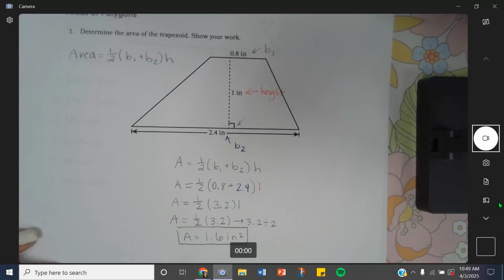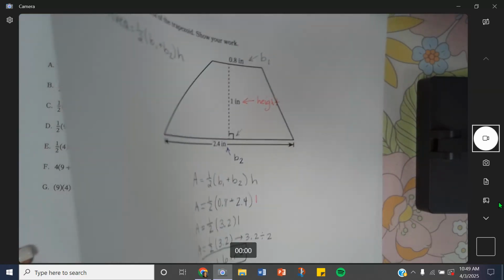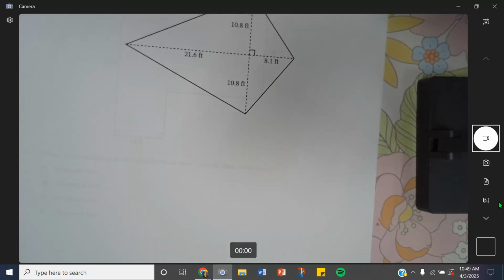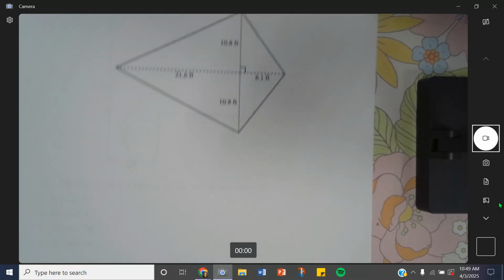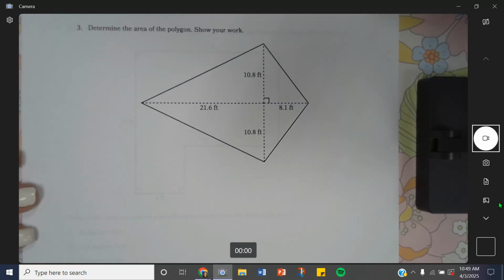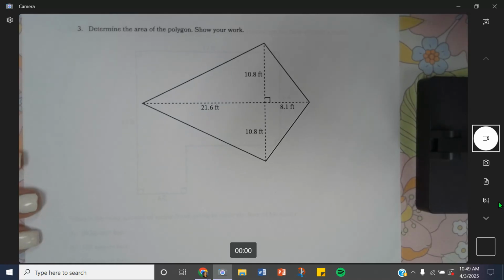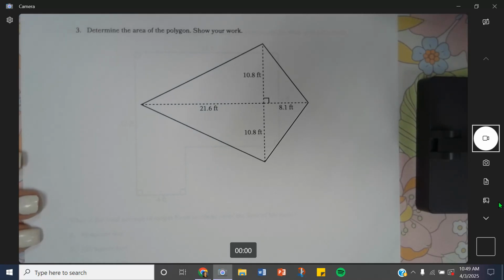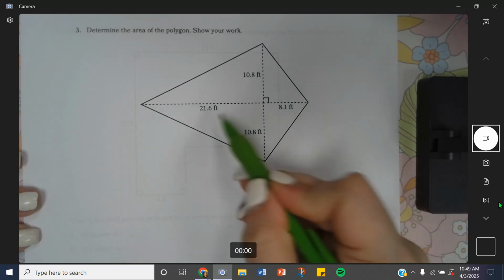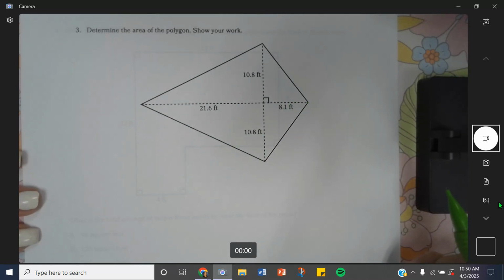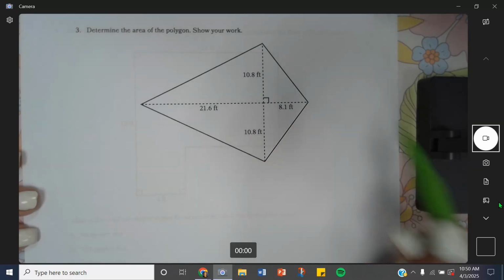Okay, let's go ahead and move on to problem 3. So we're going to skip 2 and go to 3. Now here we want to determine the area of the polygon. Okay, so this is a polygon. It is a shape made out of all straight sides.